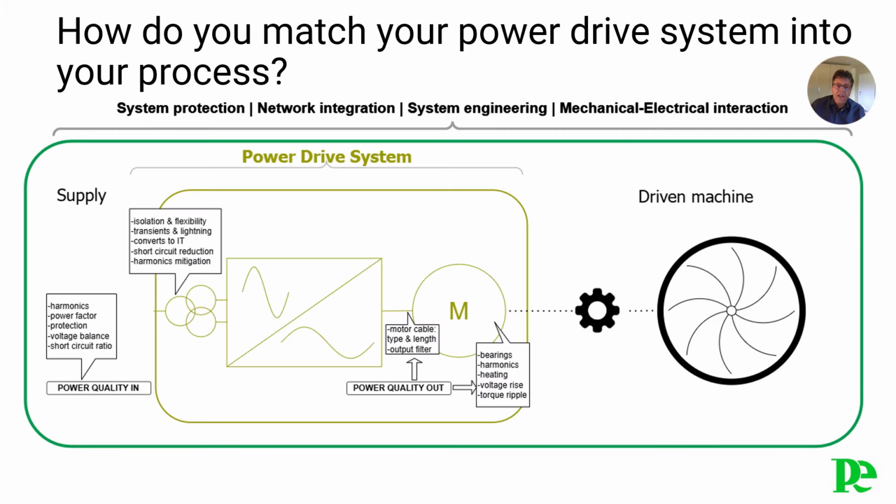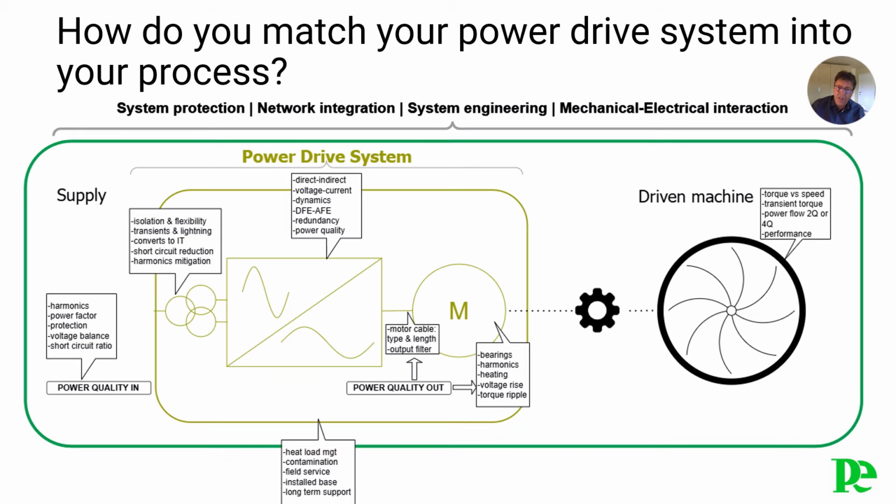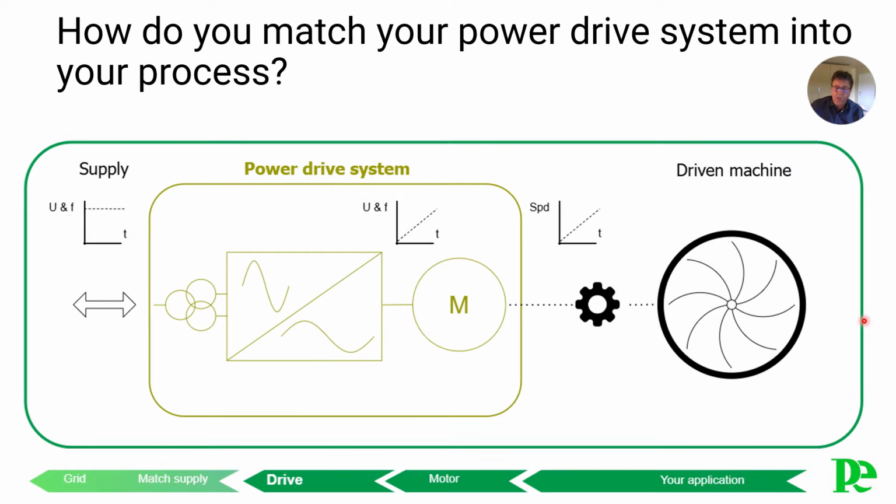This drivetrain diagram presents some key elements of concern. These are typical for medium voltage power drive system applications. The diagram suggests a left to right flow of the power from the grid supplied to the machine. In our video series, we will work our way from the right to the left. That is, starting from your machine through the drivetrain towards the grid supply, just as the green bar under the diagram shows. In this video, we will focus on the medium voltage drive.